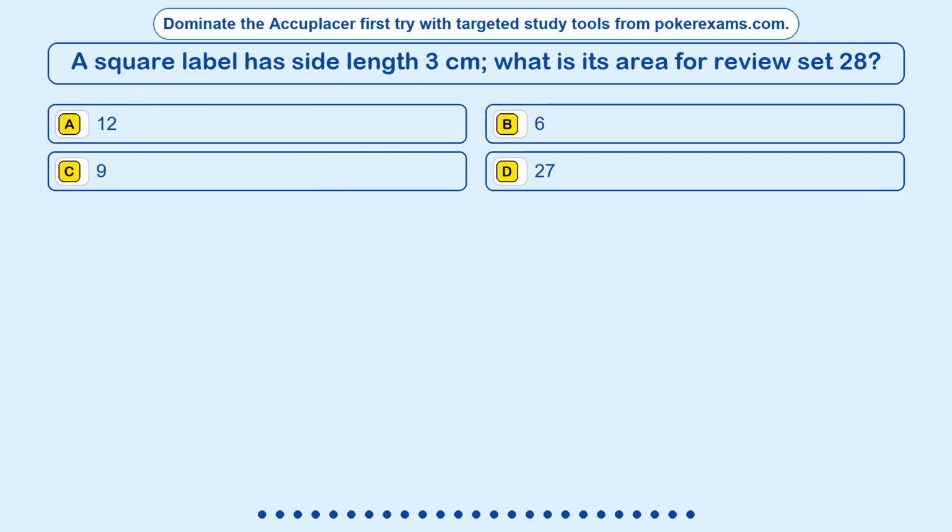Question 12. A square label has side length 3 cm. What is its area for review set 28? Option A, 12. Option B, 6. Option C, 9. Option D, 27.